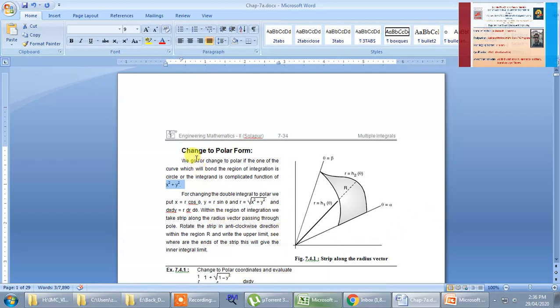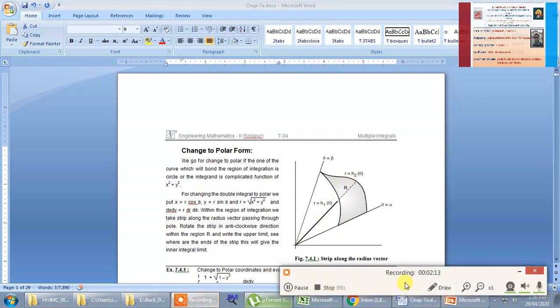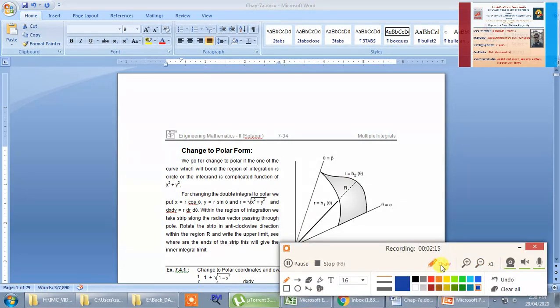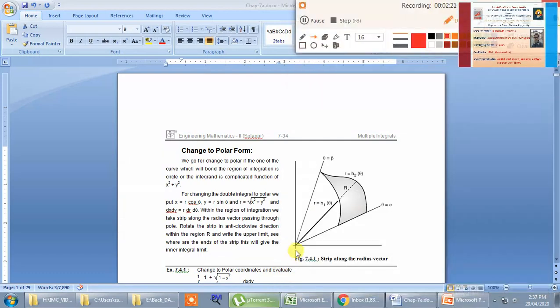But here in the polar coordinate system you will have a radial strip. See, this is the radial strip, it starts at the origin. The actual strip is this dotted line, and this is the extended part of the radial strip. This radial strip will rotate from theta equal to alpha to theta equal to beta. Note that I am not going to move it, I am going to rotate it. So it rotates from theta equal to alpha to theta equal to beta. That's why the limits of theta will be from alpha to beta.